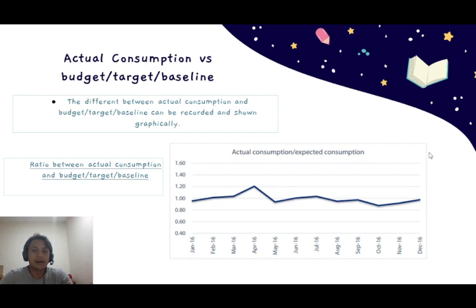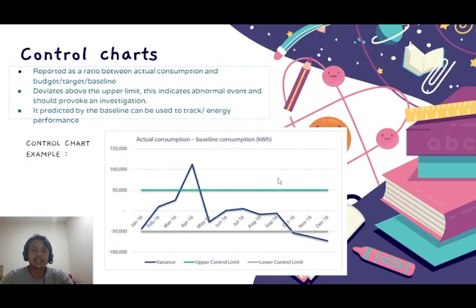control chart. Okay, this is actual consumption or expected consumption graph. For example, okay, we go to the next as control chart.